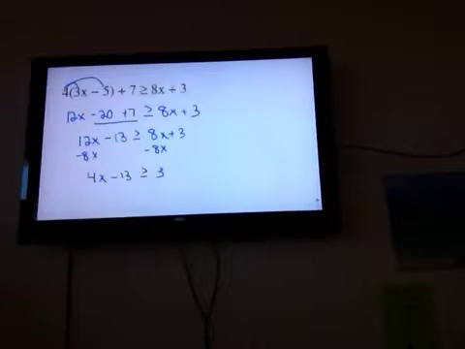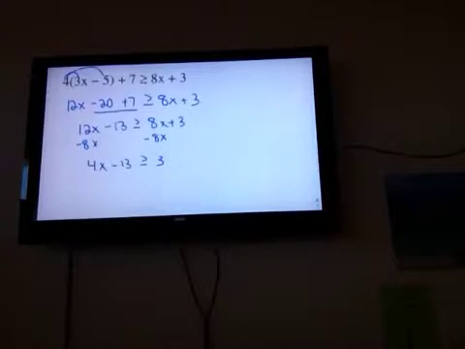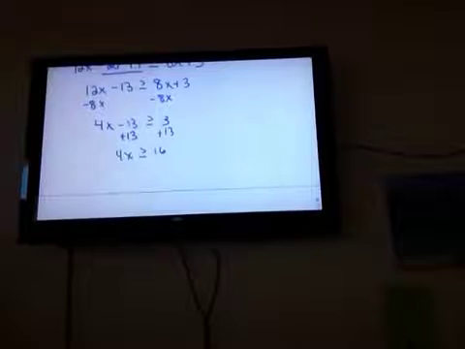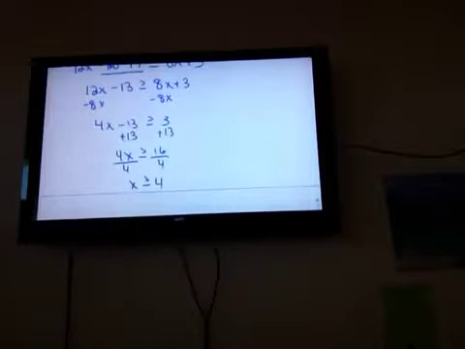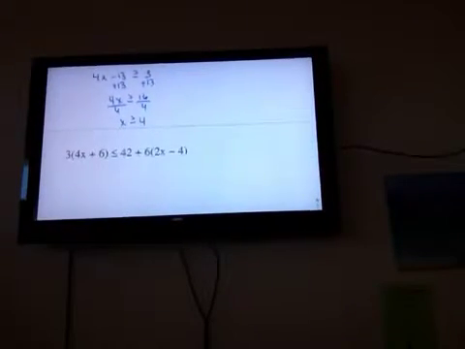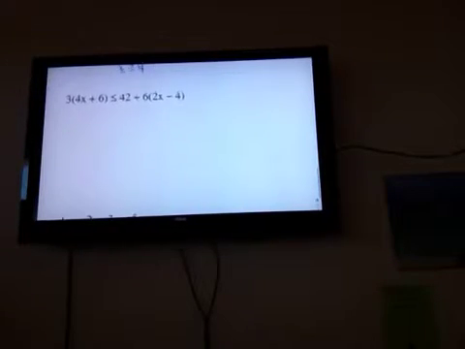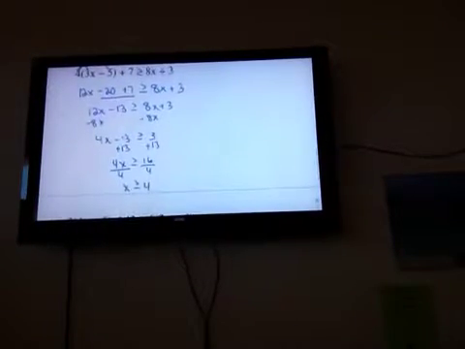All right, Evan, what is my next step? Add the 13. So I have 4x is greater than or equal to 16. Jack, my last step. Divide by 4. And x is greater than or equal to 4. I think I just have two questions on this. Okay, question on that one?